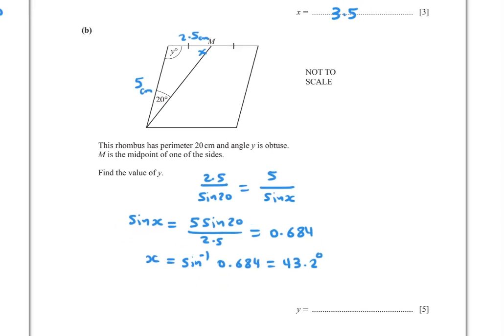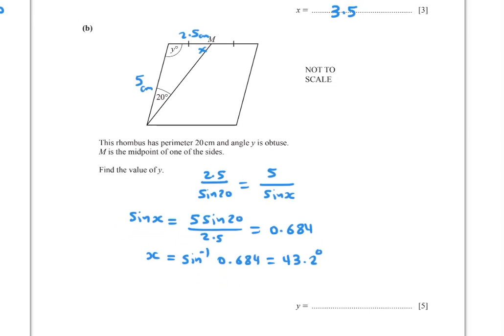Now this angle x is 43.2 and this is 20, then you can find y. So angle y equals 180 minus (20 plus 43.2), which equals 116.8.